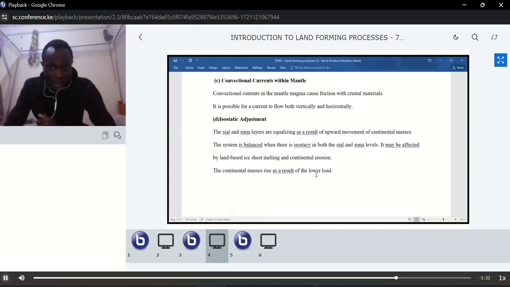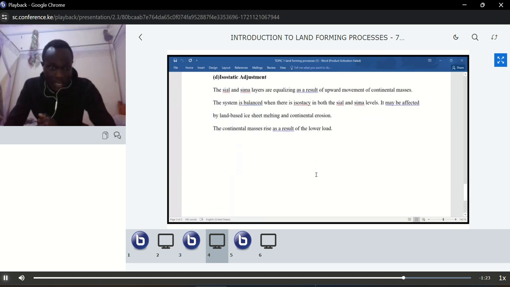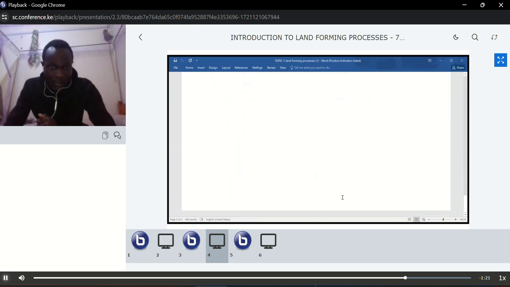It may be affected by land-based ice sheet melting and continental erosion. The continental masses rise as a result of the lower load. And that is the end of my presentation.